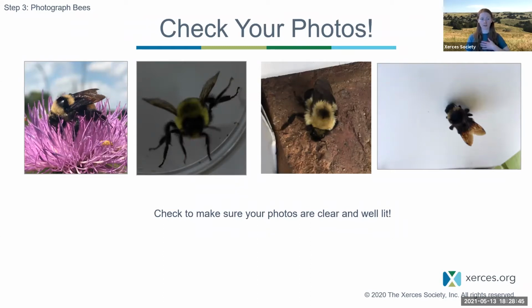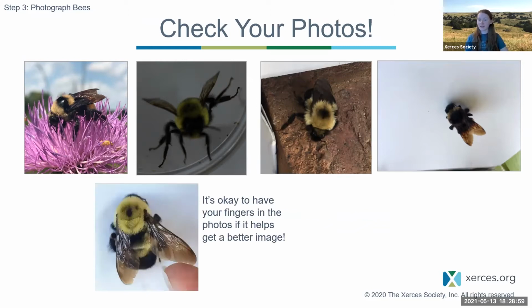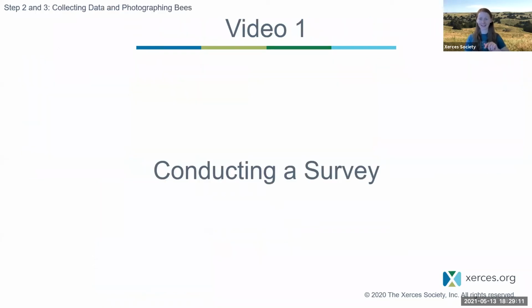All of these photos here are not ones that we would be able to put a species ID on, because we can't see enough of the bee, or it's too dark, or it's out of focus, or we can't see what's under the wings. And it's okay if your fingers are in photos. Sometimes it helps to move the wings out of the way to get a photo of that abdomen. So don't worry if your little fingers are in the photos, it's okay.